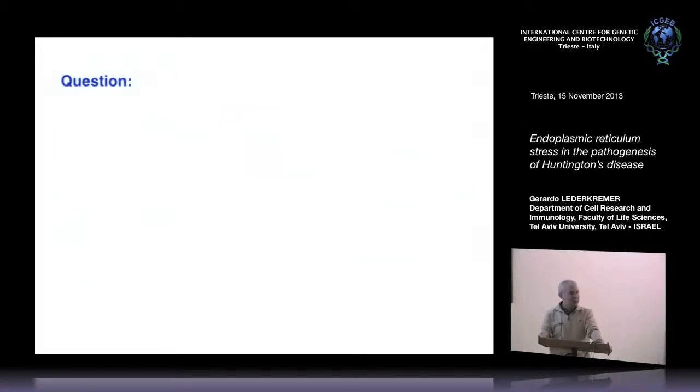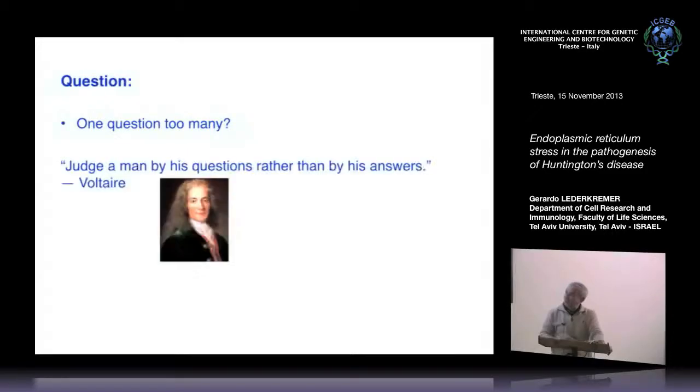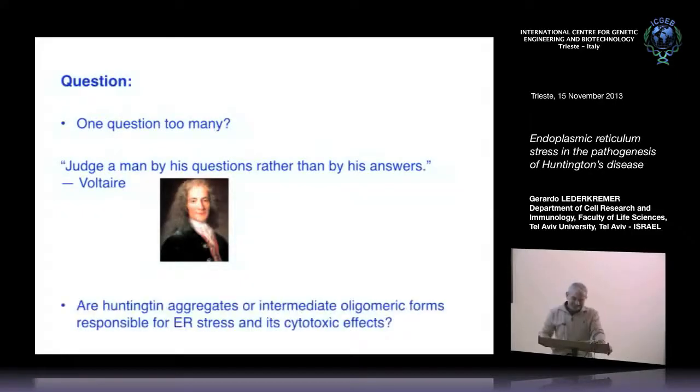Now, we remained with an important question, and we risked asking one question too many. On the other hand, Voltaire had said, judge a man by his questions rather than by his answers, so we took the risk. The question that I put at the beginning is: is what we're seeing caused by the aggregates or by oligomeric forms that are before aggregation? Actually, could the aggregates be protective?